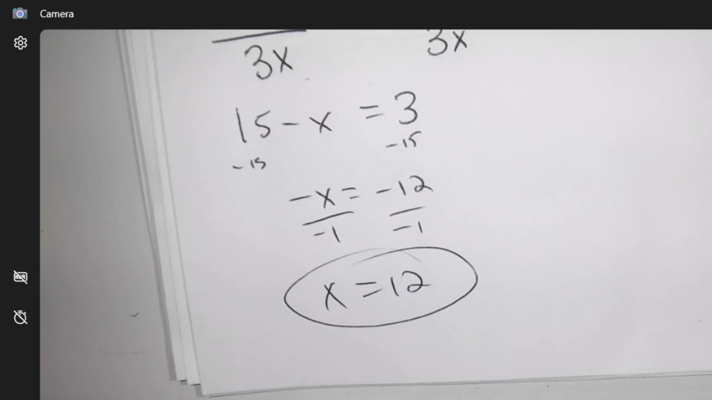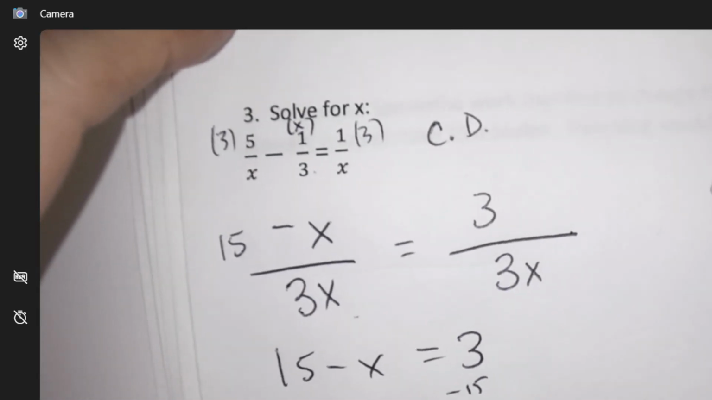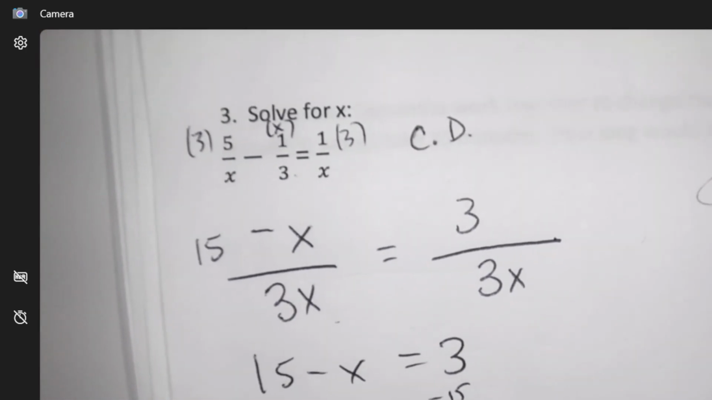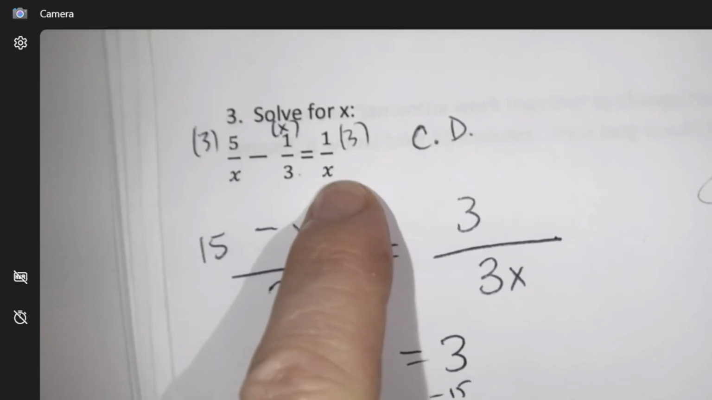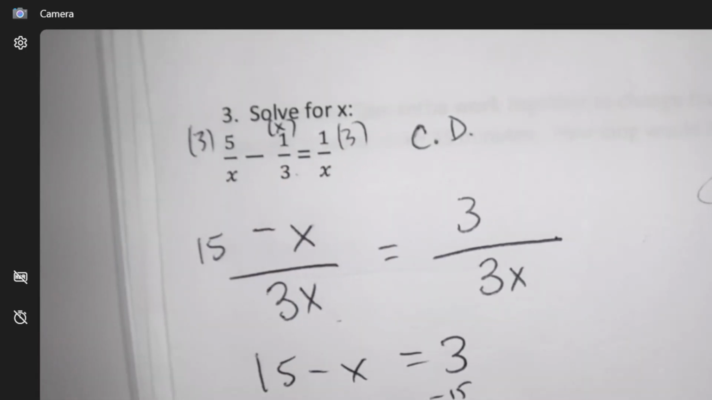Okay, we also have to do a side note here. What am I not allowed to have as a solution? There's something that's not possible as a solution. 0, because it would create something that's undefined here. So just be careful.